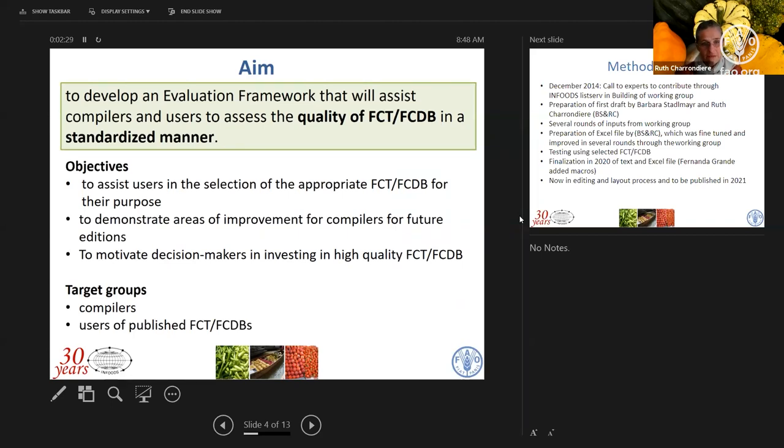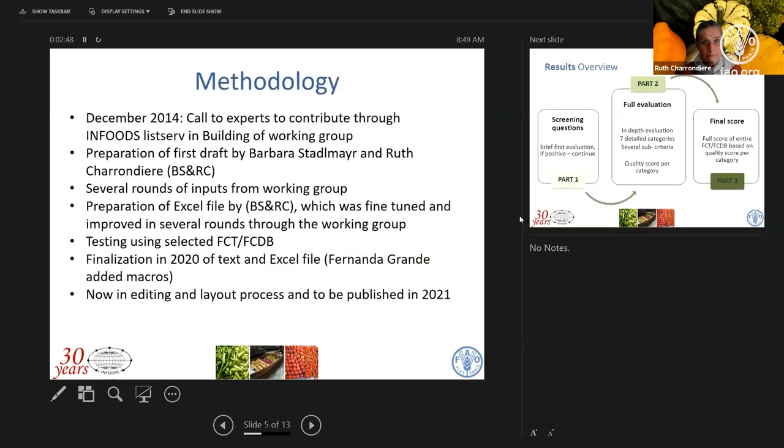And we hope by this to motivate decision makers to make better decisions on the investment in high quality food composition tables and databases. So the main target groups are the compilers and the users.